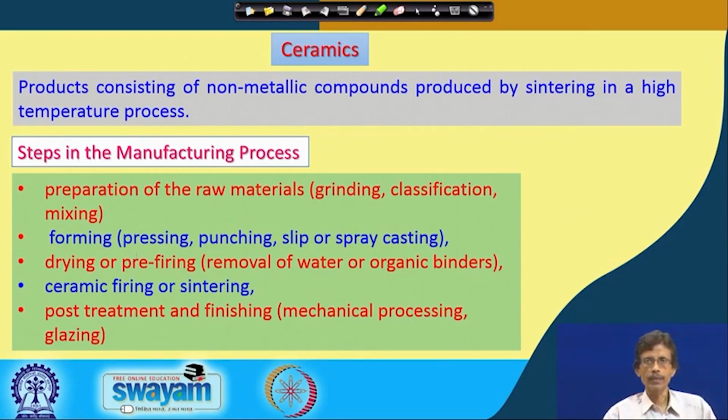Either you dry in air or you go for a firing process, that means not the final firing but the pre-firing. So it is an initial drying process which removes the water, that means the water vapor, which we know can be removed at a temperature of 120 to 150 degrees centigrade. So at that particular preheating temperature you can remove water. Then if some organic binders have already been added, you can burn off those organic additives.